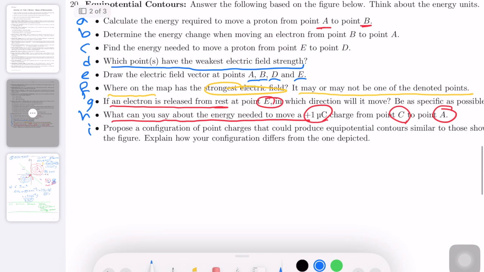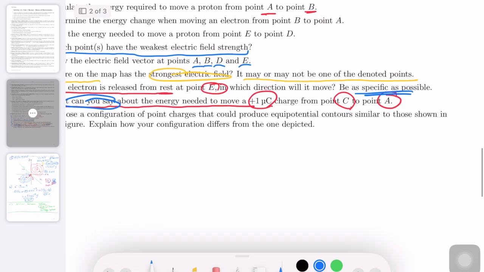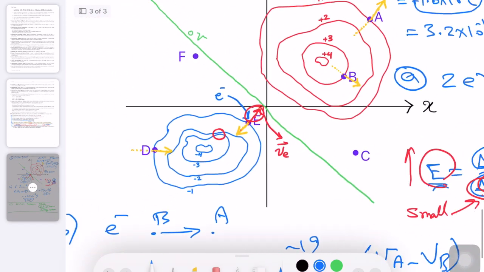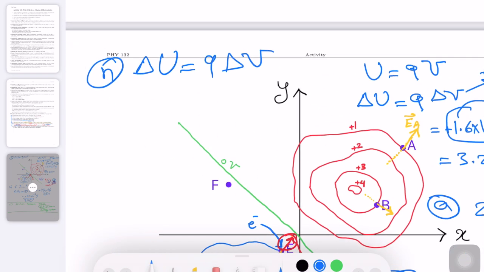And when it says "what can you say," it means you need to be as specific as possible. There should not be any missing information that could possibly be inferred from what's given to you. Given that you already know the value of the charge, you need to do some numerical calculation. You know it's from point C to A. So if you knew what the voltage at point C is, you would go ahead and calculate it like the previous parts.